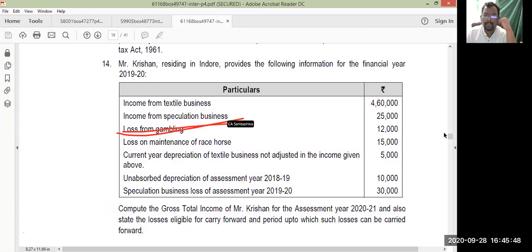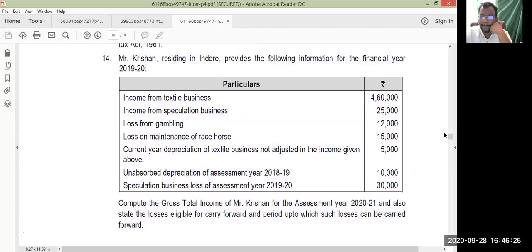Loss from maintenance of race horses should be allowed as set off only from income from the same activity. I guess no income is given from the same activity in the given question. That should be carried forward to next year. Directly you can carry forward. Current year depreciation of the textile business you have to deduct from the textile business income. Unabsorbed depreciation, deduct. Speculation business loss of 30,000 is adjusted with speculation business income of 25,000. The maximum loss you can set off is only 25,000. The remaining 5,000 is carried forward, because you cannot set off speculation business losses against non-speculation business profits.